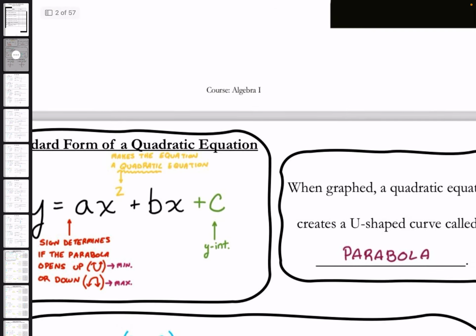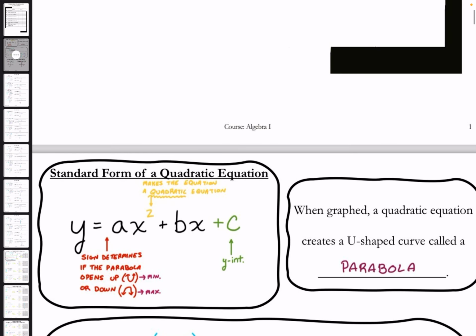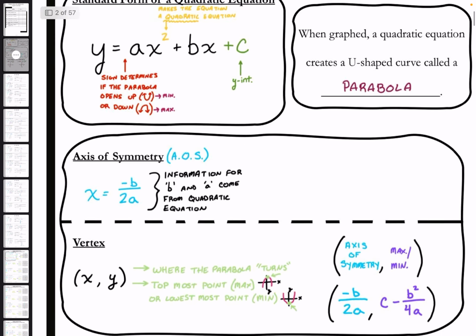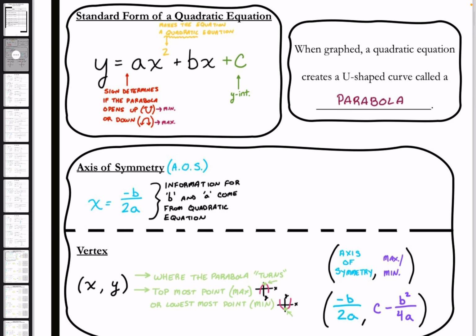So now when you graph it, that quadratic equation creates a U shape, and that U shape is called a parabola. In order for us to graph it, we kind of need to know where the axis of symmetry is and the vertex. So the axis of symmetry tells you where it's going to be symmetrical. Just like when you think of art, it's going to be symmetrical between that line, over that line.